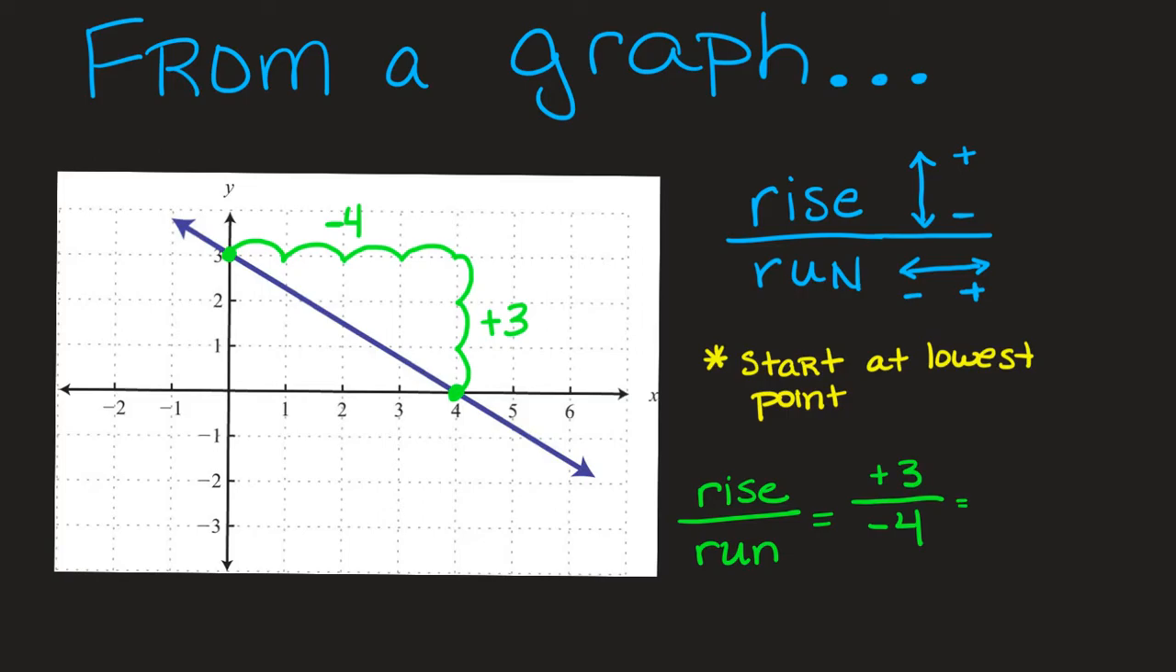Now remember that this negative can be put out front. You could have it as -3 over 4, or you could have it as -3 over +4, or you can have it like we wrote it, 3 over -4. Those are all the same thing. All right, so that's how you find slope from a graph.